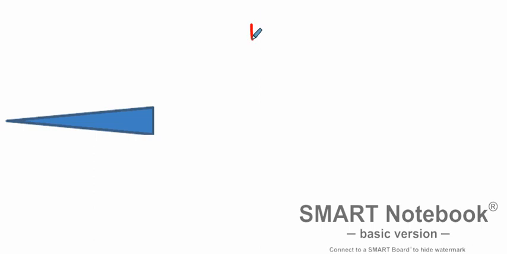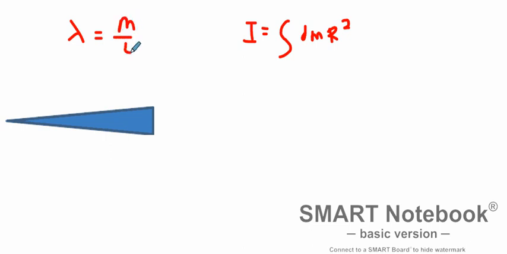But just remember the integral: I is the integral of dm times r squared, and we've been through this quite a lot. And remember, you'll probably be given a lambda, which is a function of mass over a length, and therefore dm is going to equal lambda dl. Now you can call this dx, by the way, or dr, little r, if you'd like.